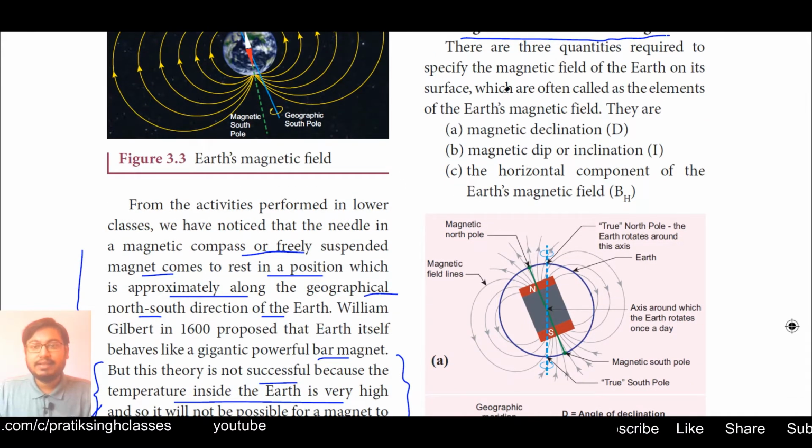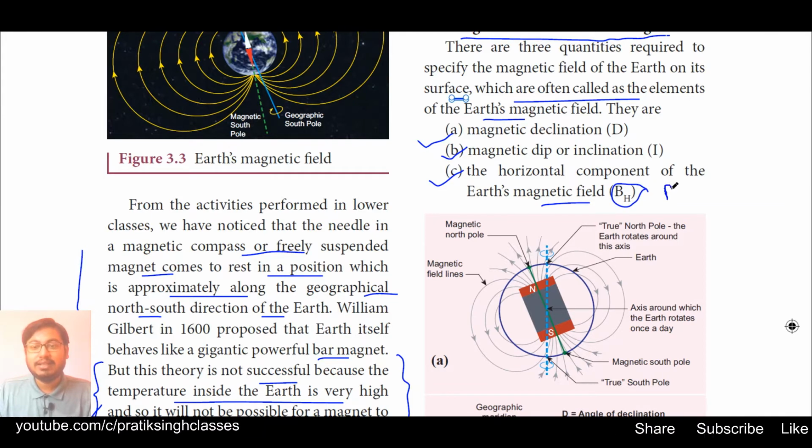There are three quantities required to specify the magnetic field of Earth on its surface, and what are they? They are often called the elements of Earth's magnetic field. They are magnetic declination, meaning at what angle the magnetic field lies, then magnetic dip or inclination, then the horizontal component of Earth's magnetic field, BH, where H is the horizontal component of the magnetic field B.